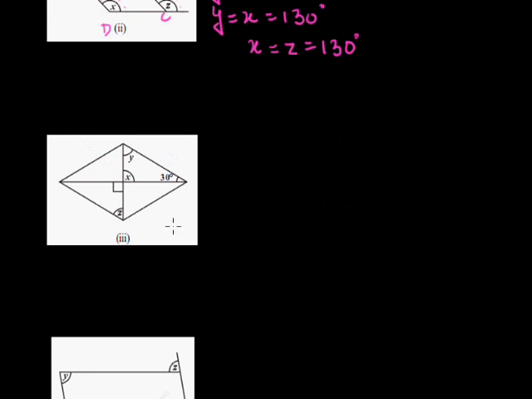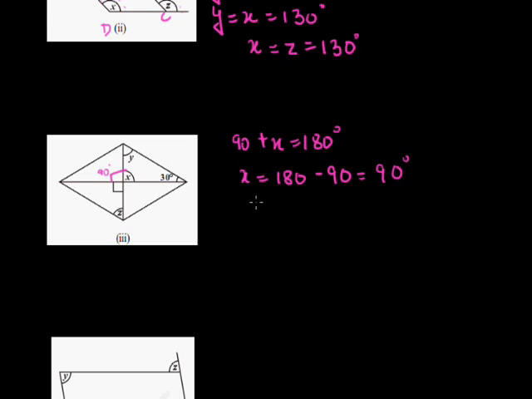Okay, in the third part, it is clearly visible in the question that this angle will be 90 degrees. Again 90 plus X is equal to 180 degrees. So the angle X will be equal to 180 minus 90, that is equal to 90 degrees.